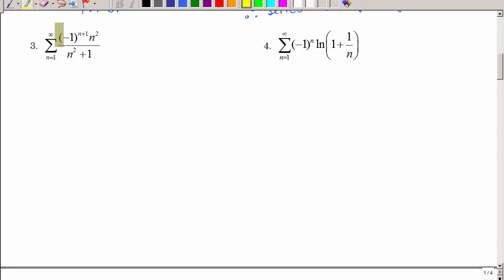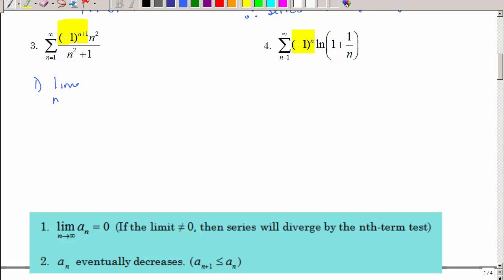Okay, so again, I know that this is alternating because of that term. So I should be able to use the alternating series test. So again, condition 1. Remove the -1 and see what you have left.